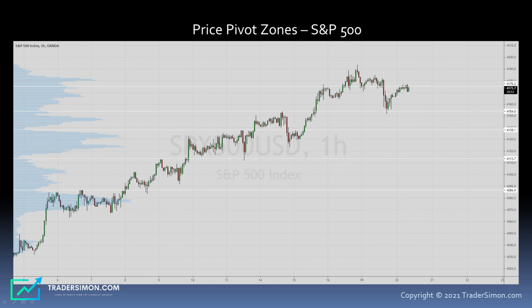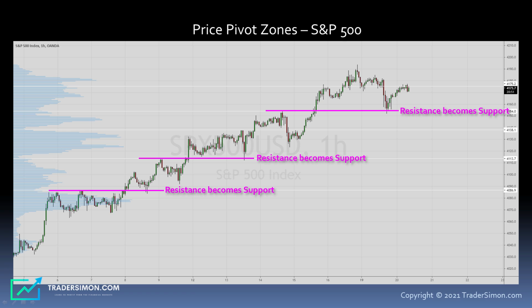Now here's the hourly S&P 500 chart, and I want to show you a few zones and the difference between support and resistance and price pivot zones. So here we have resistance becoming support. We have another area where resistance has become support, and then the same again. The difference with price pivot zones is the market approaches this area from both sides. So with this price pivot zone, you can see the market has been above and below. And again, the same here.